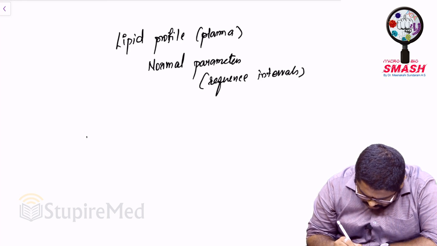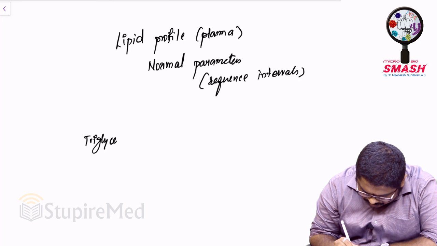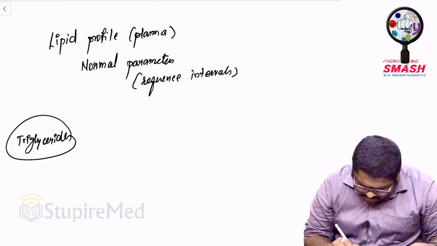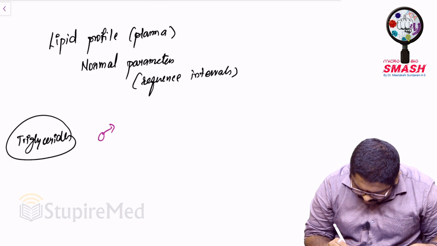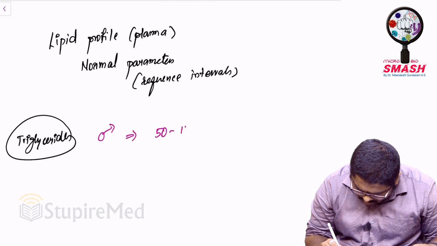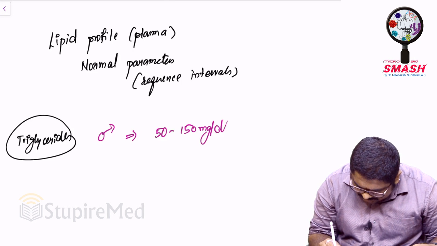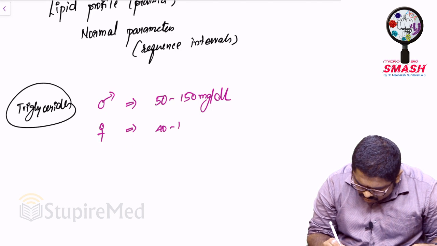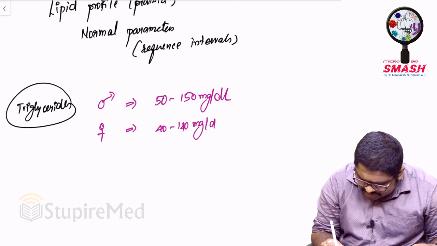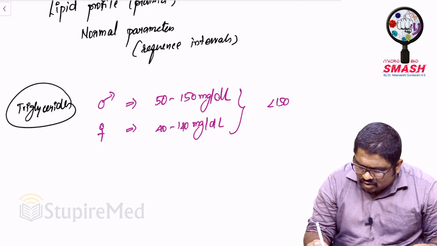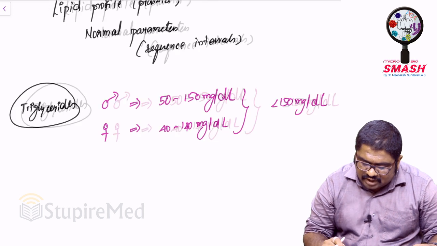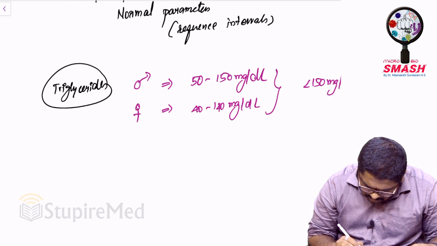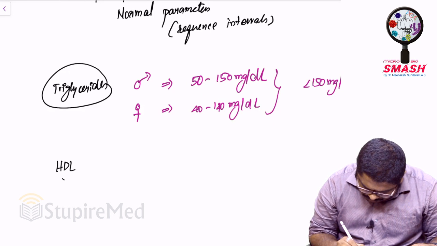First one is triglycerides. In case of triglycerides, if you have males, their value should be approximately 50 to 150 milligrams per deciliter. In case of females, it will be 40 to 140 milligrams per deciliter. Technically speaking, it should be less than 150 milligrams per deciliter for both of them to be having a very safe and comfortable life. Next, we focus on the next parameter called HDL cholesterol.